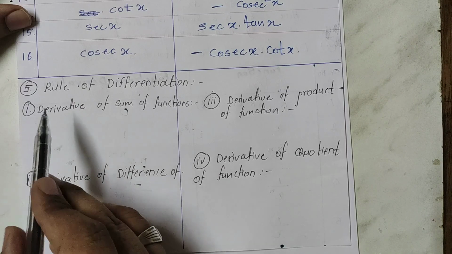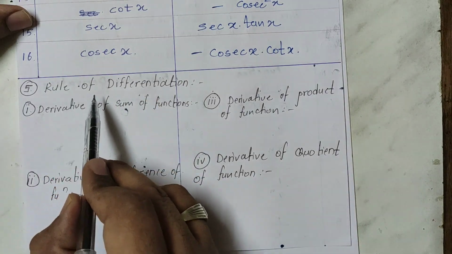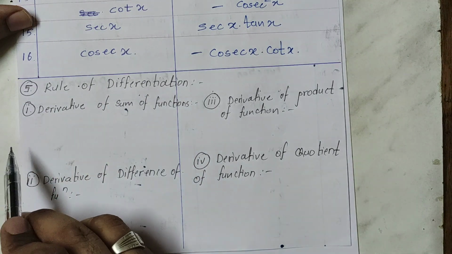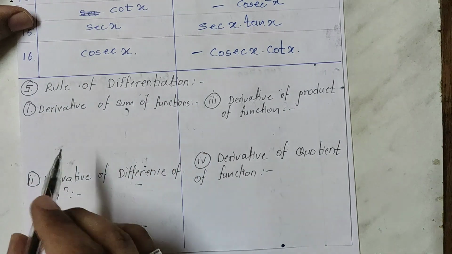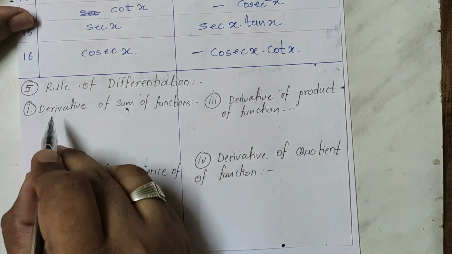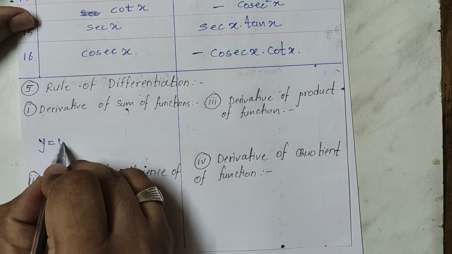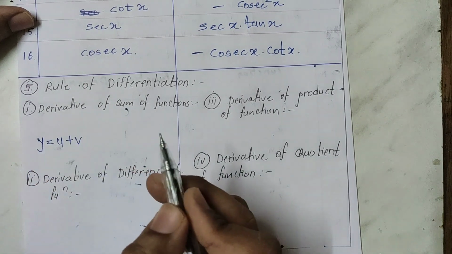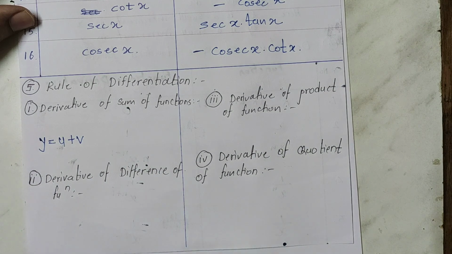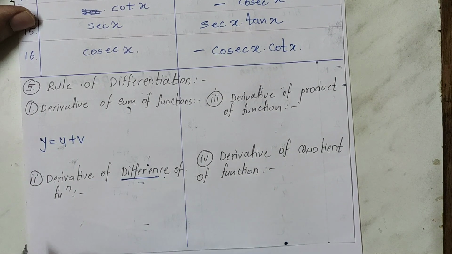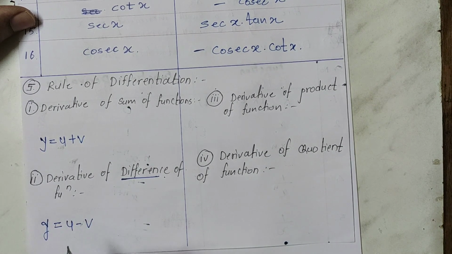Then the last point, rules of differentiation. In class 11 we also learned the rules of differentiation. There are 4 types of rules of differentiation. First one, derivative of sum of functions, which means the function is of the form y is equal to u plus v. Then second, derivative of difference of functions. Difference means subtraction form, that is y is equal to u minus v.